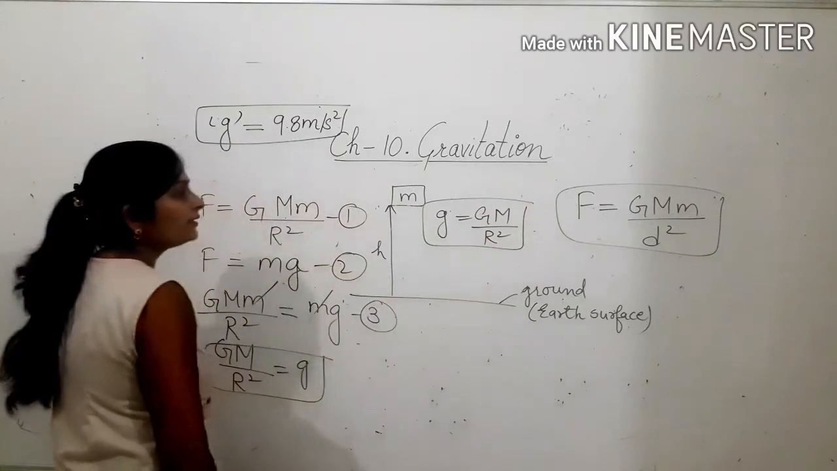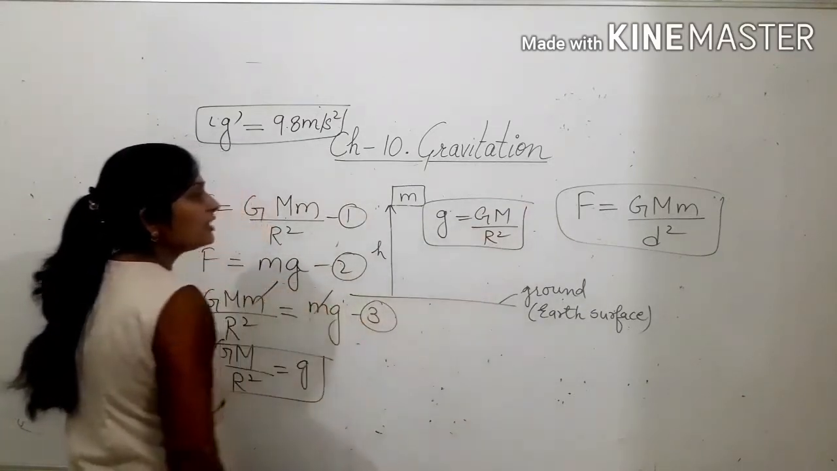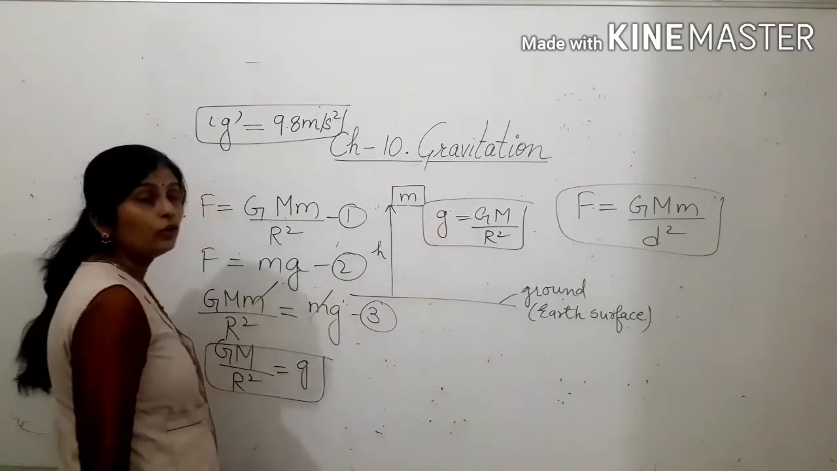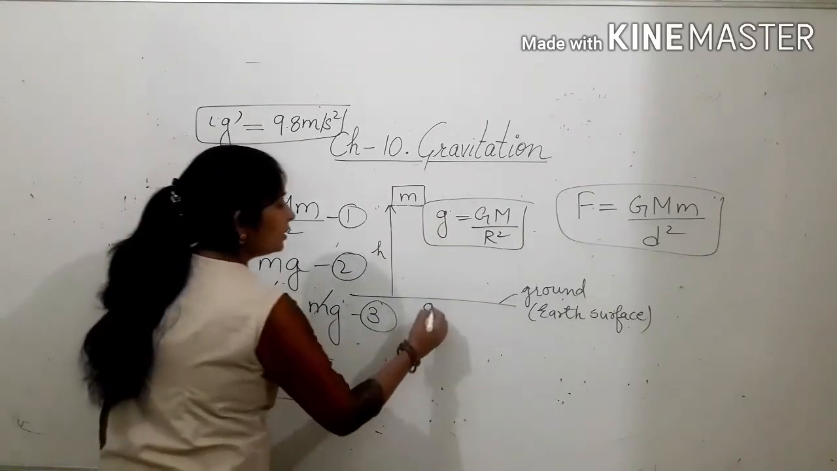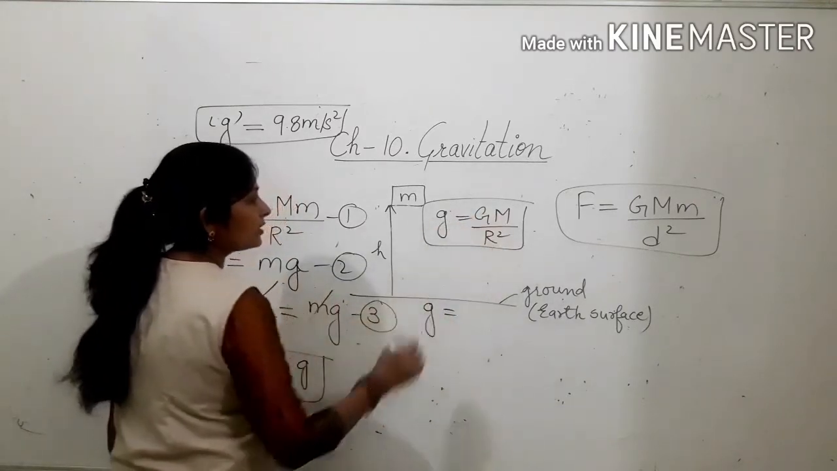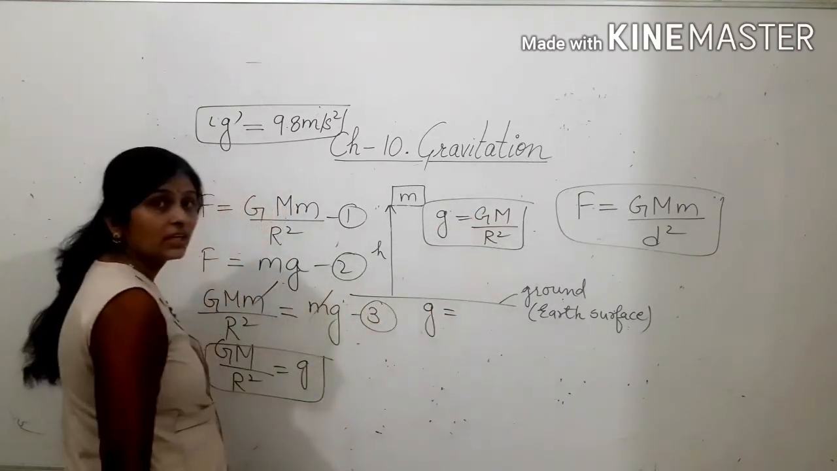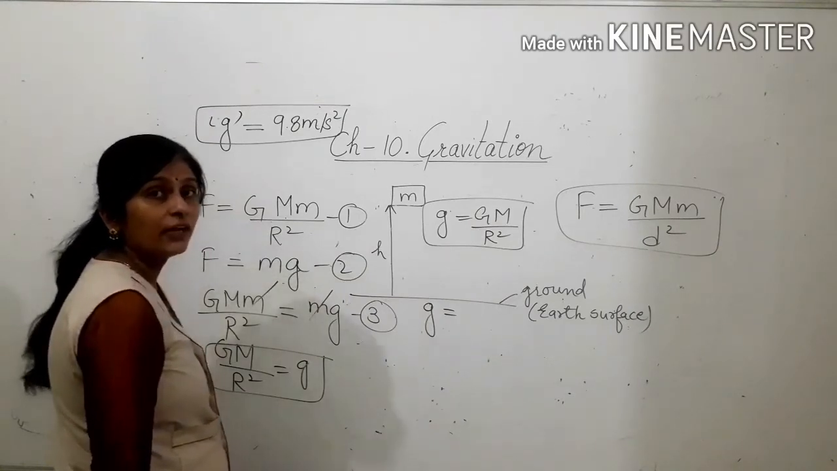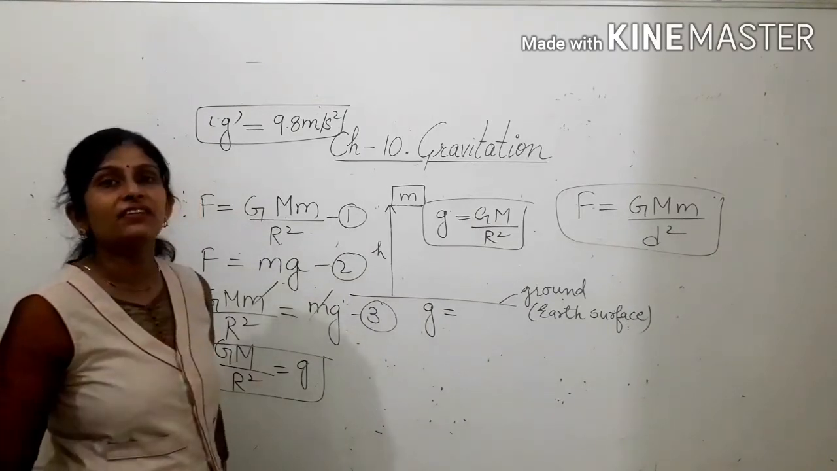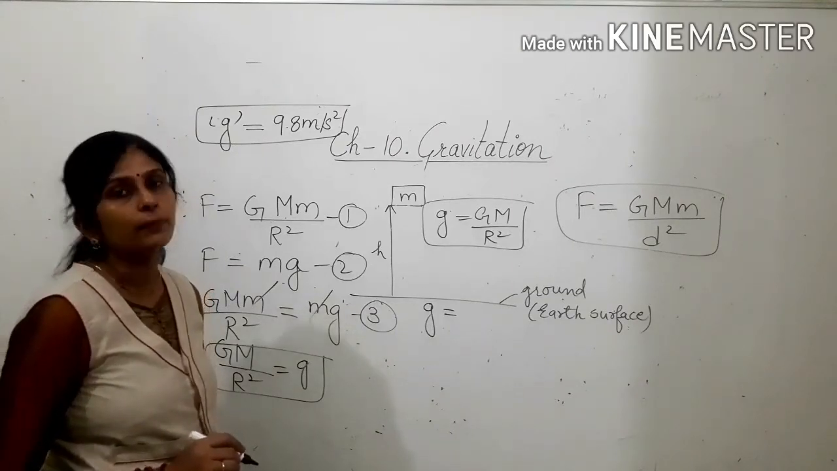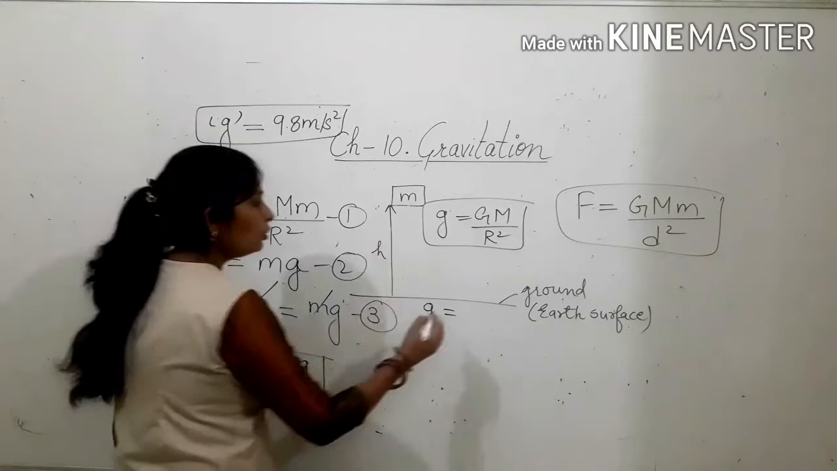Now, on putting the values of G, M and r square, we get the value of small g. Now put the values of GM upon r square. Capital G means gravitational constant. It has a constant value of 6.673 into 10 to the power minus 11 Newton meter square upon kg square.